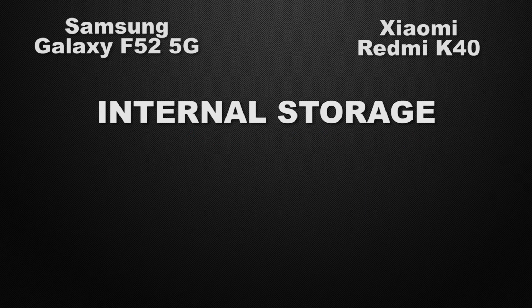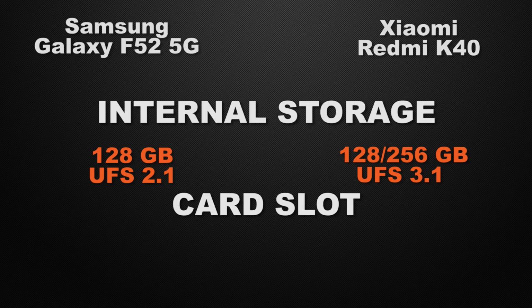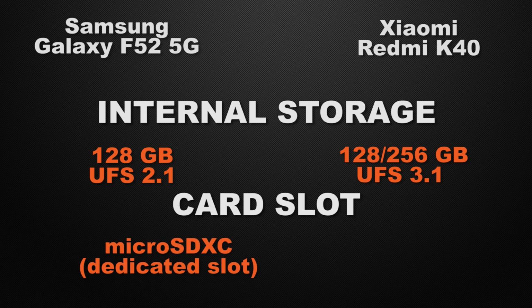Let's talk about the internal storage of the devices. F52 comes with only 128GB of storage, whereas K40 has two options, 128 and 256GB. So the winner here is K40 because it has multiple storage options and faster read and write speed. And about the external storage of the devices, F52 has a dedicated card slot, whereas K40 does not have any. So the winner here is F52.